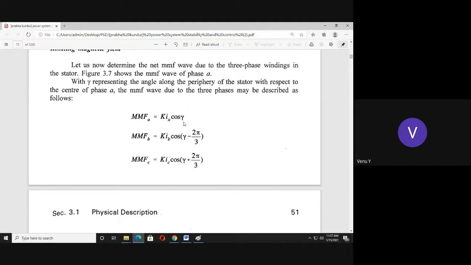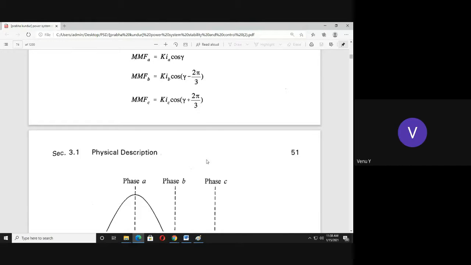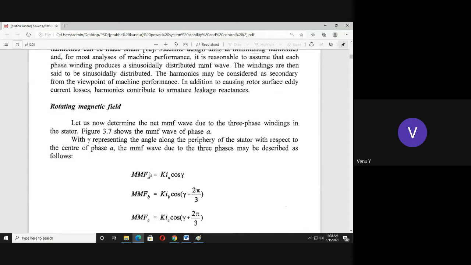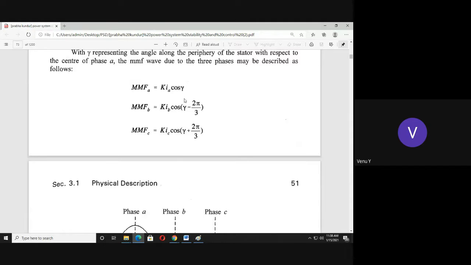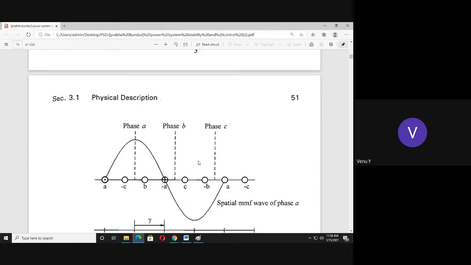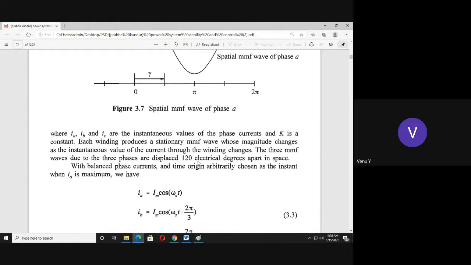The spatial difference between any two phases is 120 degrees. Phase A and B minus 120, phase A and C plus 120. That is shown here in all three equations, MMFA, MMFB, MMFC. So K IA cos gamma, K IB cos (gamma minus 2 pi by 3), K IC cos (gamma plus 2 pi by 3). All these three are shown.